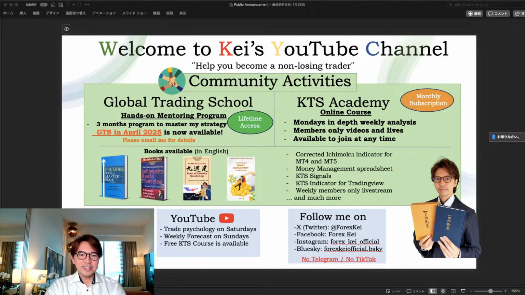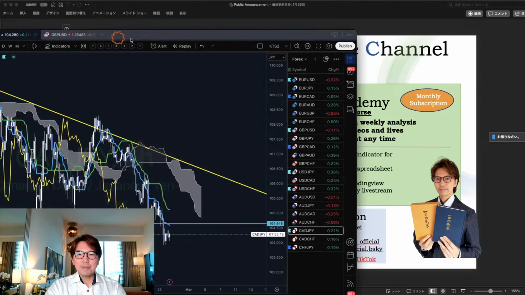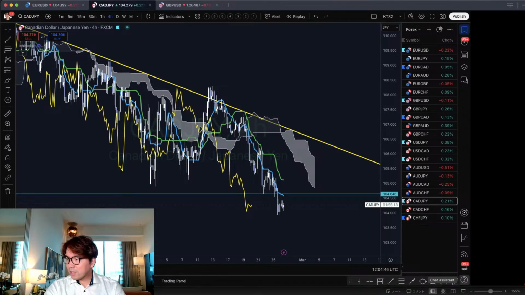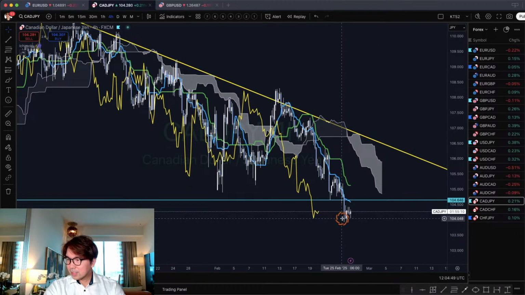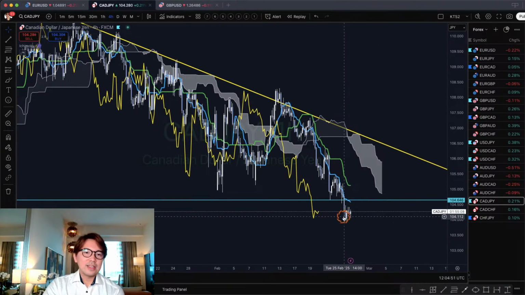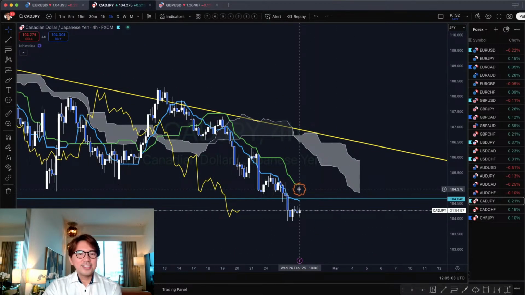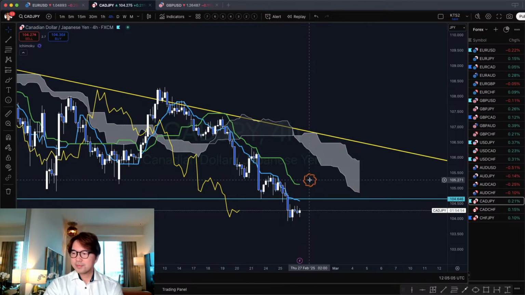All right, so let me start. First, let me pop up TradingView and let's review the markets. Yesterday, I was monitoring CADJPY and I was waiting for the breakout. I was pretty confident that the market would break the support level of 104.64 yesterday. That was because the Kijun-sen was down and the Kumo angle was also bearish.